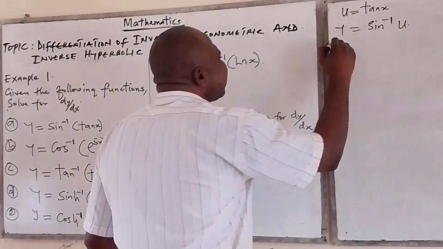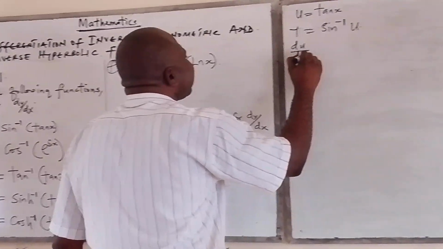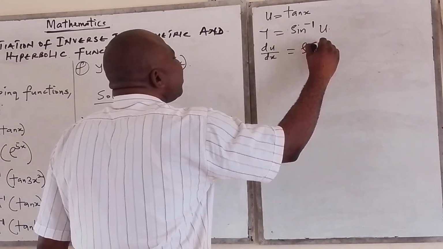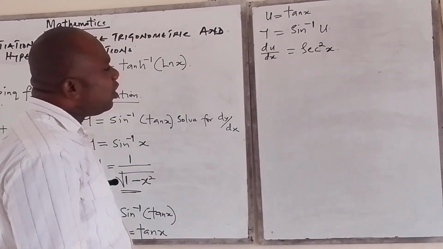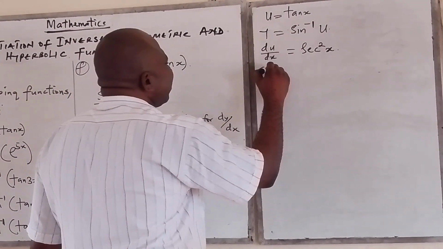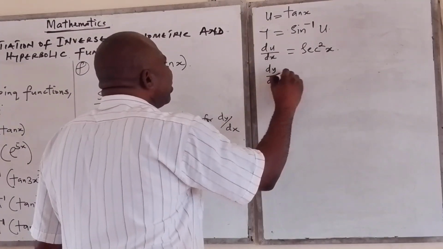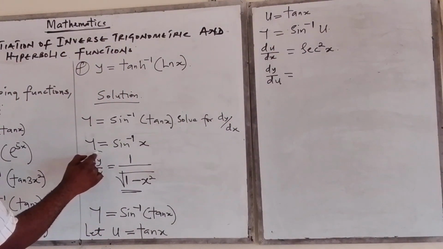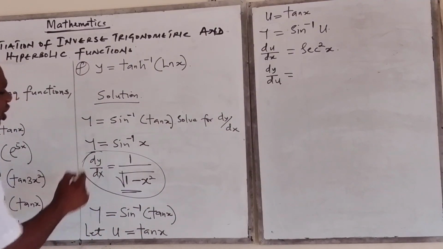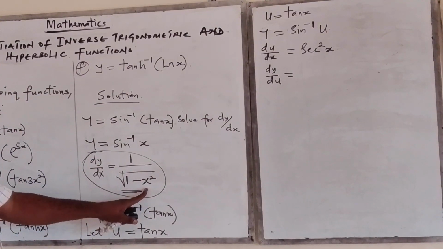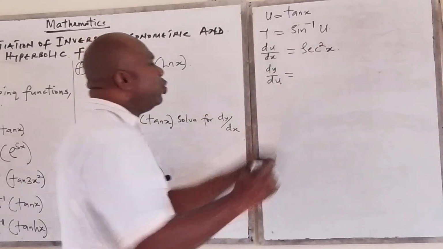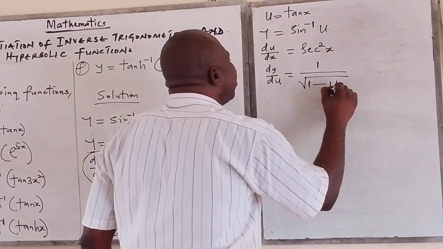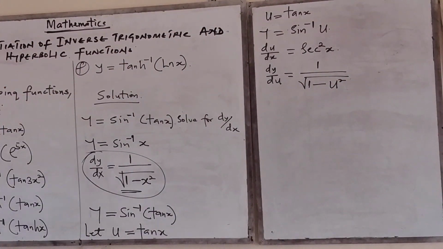Yes. So now let's look at du over dx. When you differentiate tan x, you have sec squared x. Yes, that's the value of du over dx. Now let's look at dy over du. Now, dy over du, when you differentiate the sine inverse of u, remember we said when you differentiate the sine inverse of x, it gives 1 over the square root of 1 minus x squared. So it means when you differentiate the sine inverse of u, it will give 1 over the square root of 1 minus u squared. Yes, that's dy over du.